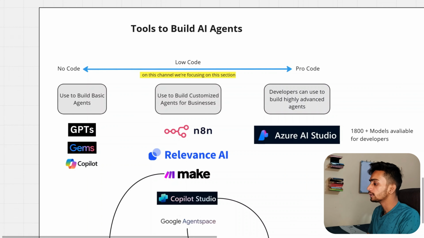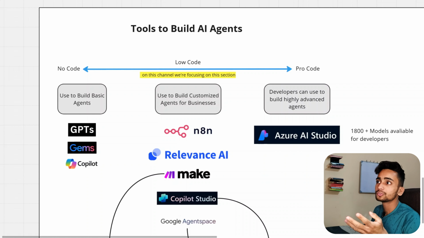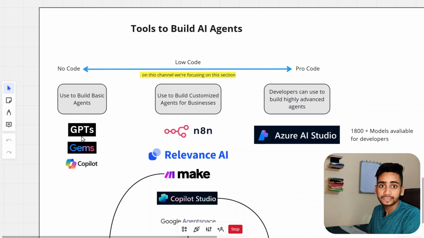No code AI agent builders can be used to build basic agents like OpenAI's GPTs. People have created multiple GPTs on different topics. So you can go in your ChatGPT app and search for different types of GPTs there, and also you can create your own GPTs inside the ChatGPT website. Similar to GPTs, there is Gemini's Gems, and then Copilot agent builder. So in Copilot also you can build basic chatbot agents.